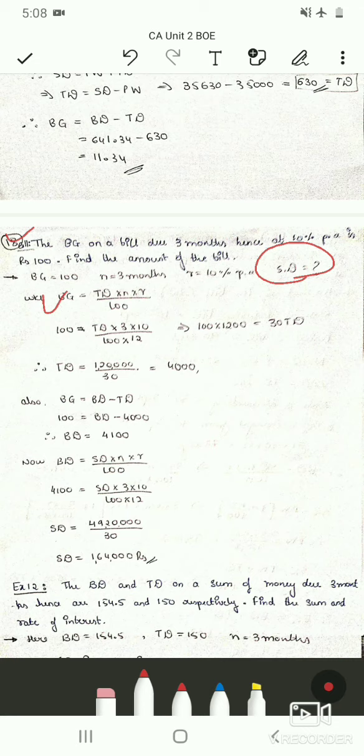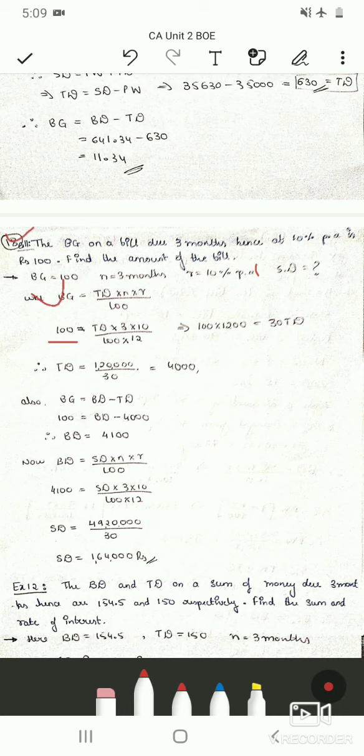So to calculate the sum due, see from which of the formulas you can get the sum due. So we know banker's discount is sum due into n into r by 100. So it is an interest on the sum due, right? And they have given banker's gain. Using banker's gain we can find out banker's discount if we know true discount. And how can we get true discount? We know that banker's gain is nothing but interest on true discount. So first we will find out true discount.